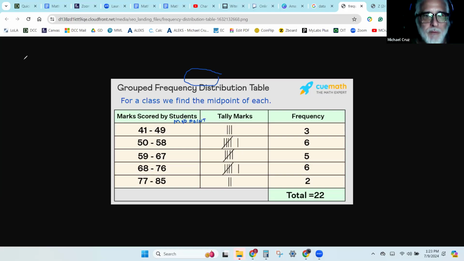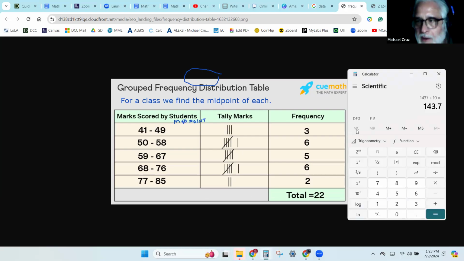All right, so what am I going to do? Well, watch. It's really simple. It's really just adding up and dividing by 2 on each one of them. It's just doing the mean. So I'm going to add up 41 plus 49. So that's 90. And I'm going to divide that by 2. And you know what that means? That means here our midpoint is 45.